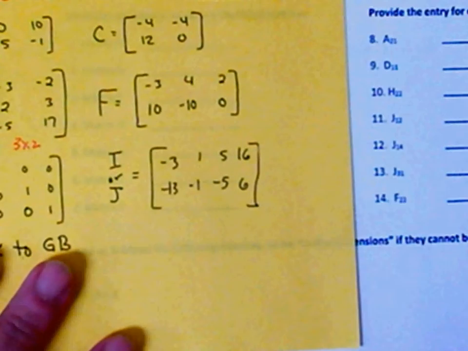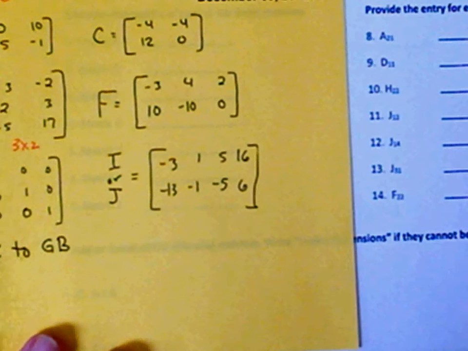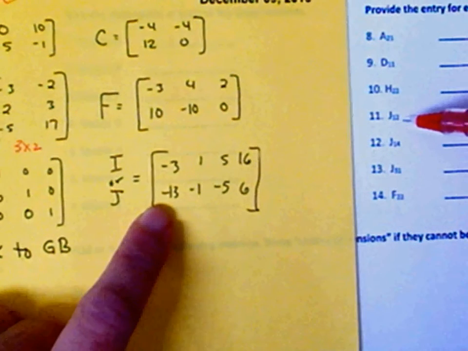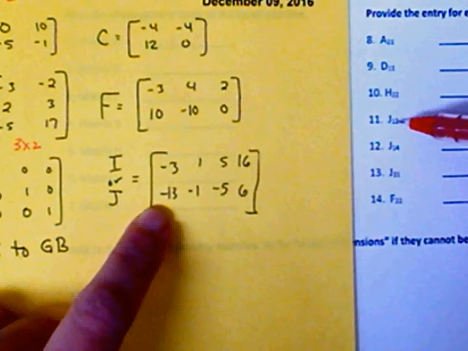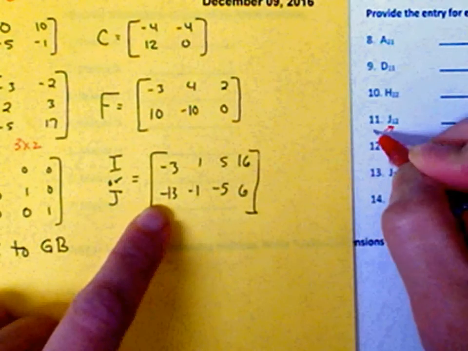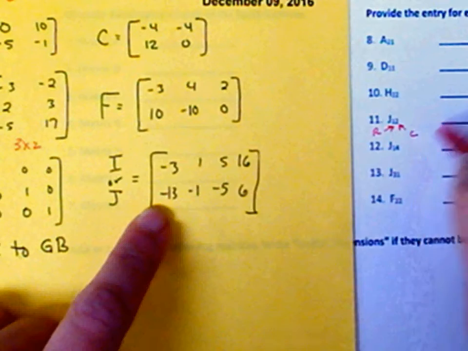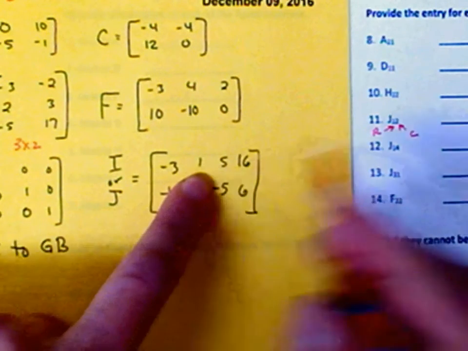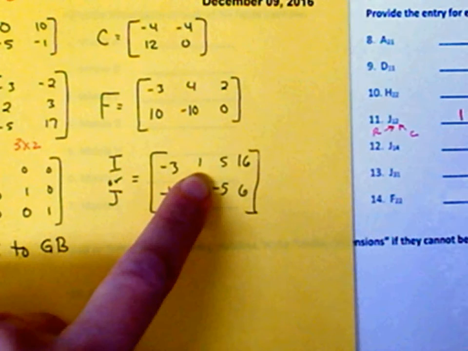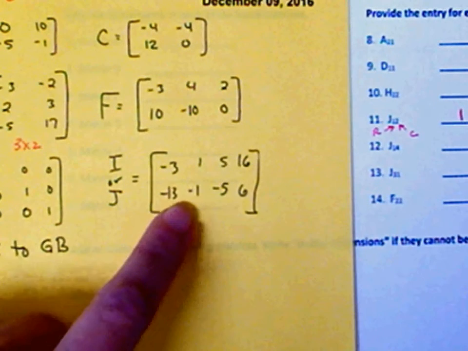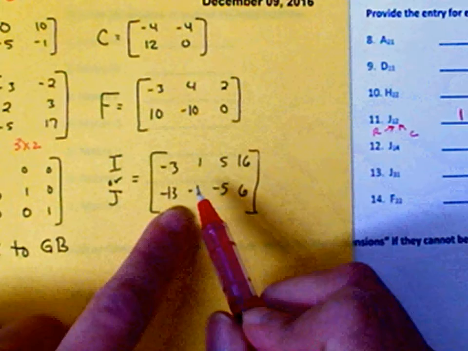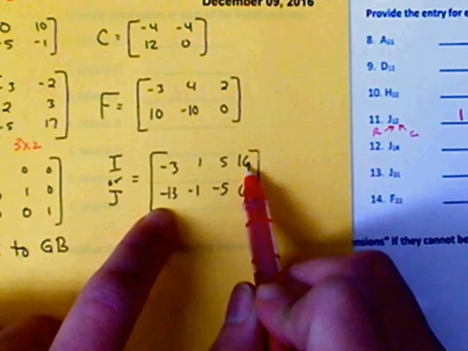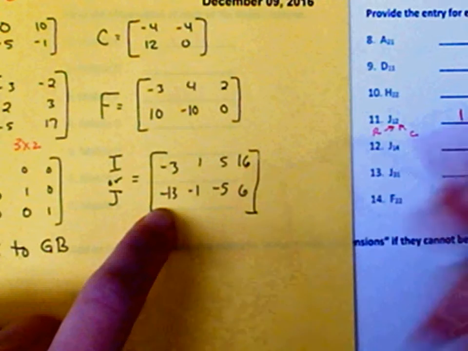On number 8, it says provide the entry for each address. So I see a J here, so I'm going to use J instead. Look at J. This is your row. This is your column. So it says first row, second column. What is that entry? It's going to be 1. Let's look at the second one. First row for J, fourth column is 16.